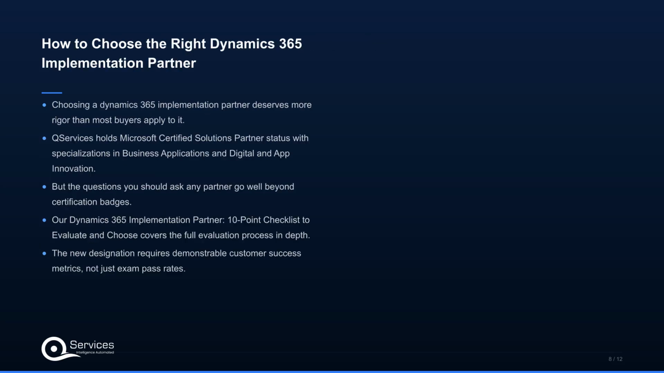Next up, moving on to how to choose the right Dynamics 365 implementation partner. Choosing a Dynamics 365 implementation partner deserves more rigor than most buyers apply to it. The Microsoft partner ecosystem has thousands of certified firms globally, and certification level alone doesn't tell you much about delivery quality. QServices holds Microsoft Certified Solutions Partner status with specializations in business applications and digital and app innovation. But the questions you should ask any partner go well beyond certification badges. Our Dynamics 365 implementation partner 10-point checklist to evaluate and choose covers the full evaluation process in depth.